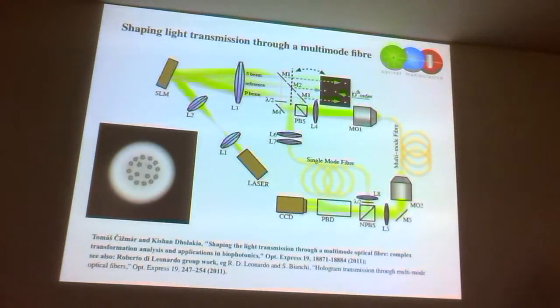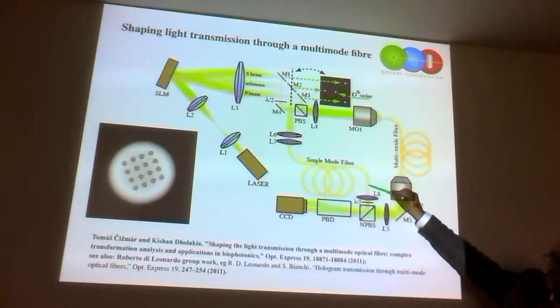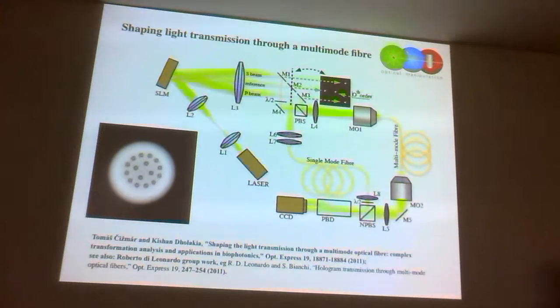So that's the first picture you saw when I started my talk. We used the same idea. I don't have a laser pointer, so I'll just point out some subtleties. Where's my reference door? It's here. It's a single mode fiber. So that's my reference door.